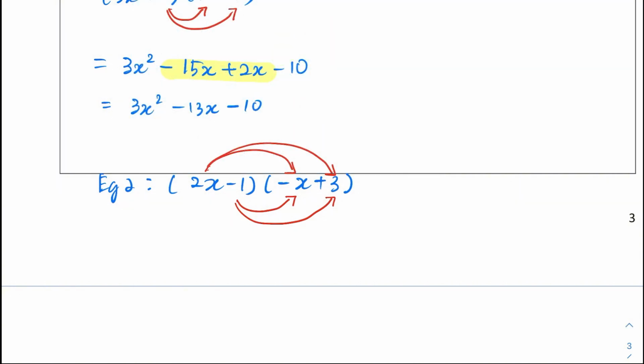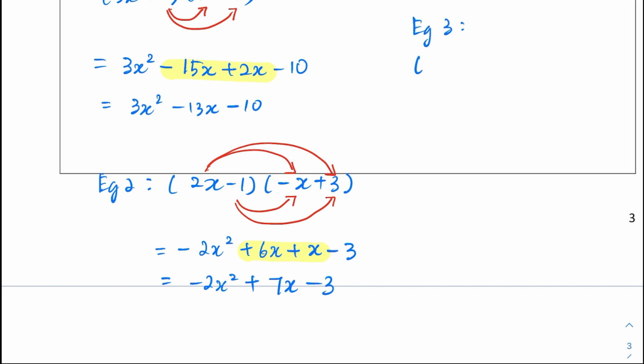Okay, we have 2x times -x is -2x squared. 2x times 3 will give us 6x. -1 times -x will give me +x. And finally, -1 times 3 will give me -3. Again, we can see that we have the like terms 6x plus x. So we can collect them together. So we have -2x squared plus 7x minus 3. Alright, let's look at one last example.